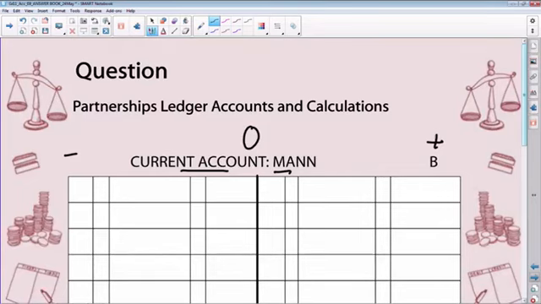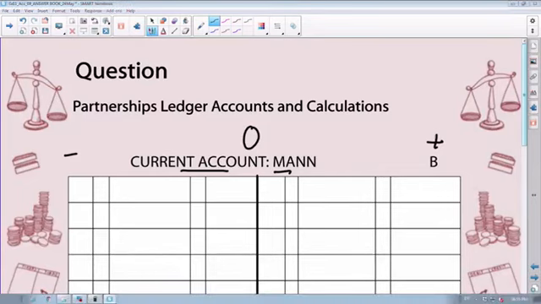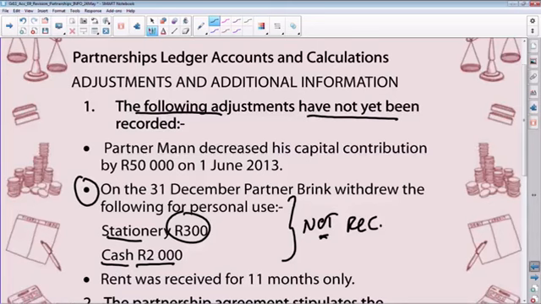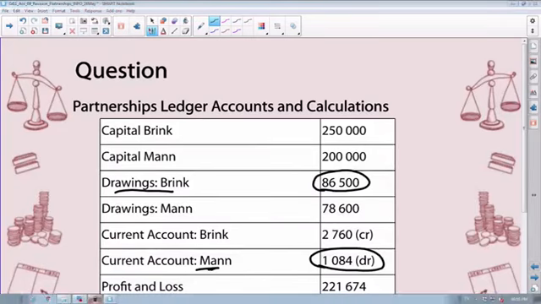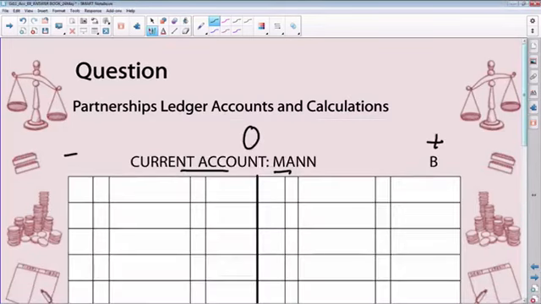So let's do that. Our opening balance given to us in our information is as follows. Okay, so the opening balance, current account, Man, has a debit balance of 1,084. Okay, so let's bring that down on the debit side, 1,084. And remember, that will represent your balance at the beginning of the financial year, because we still have to take into account this year's adjustments. So that is my opening balance, 1st of March, beginning of my financial year.